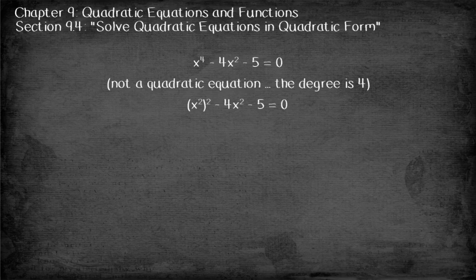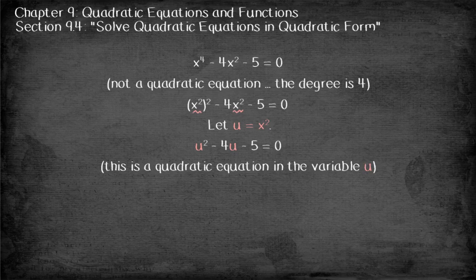However, what you can do is notice that the first term is x squared squared, and the middle guy is just x squared. So we're going to try a change of variables. That is, we're going to let u be equal to x squared. So everywhere I see an x squared in my original equation, I'll replace it with a u. And so we end up with u squared minus 4u minus 5.